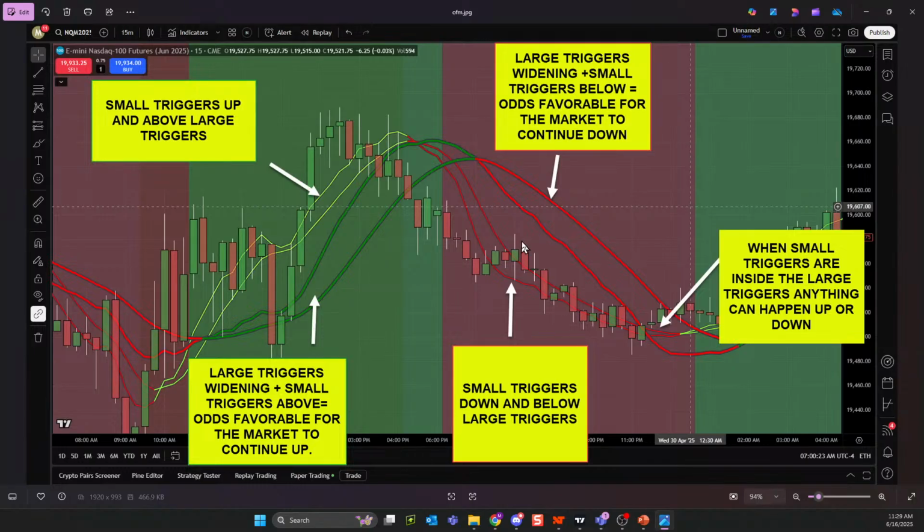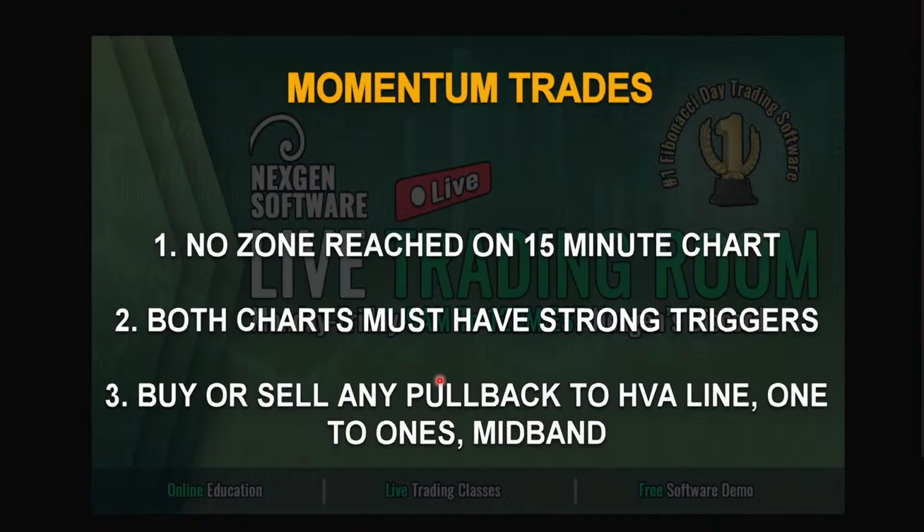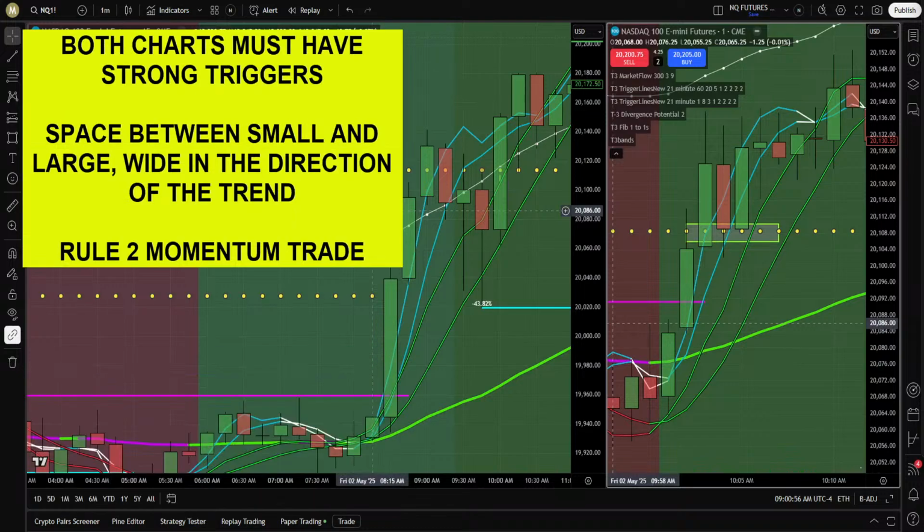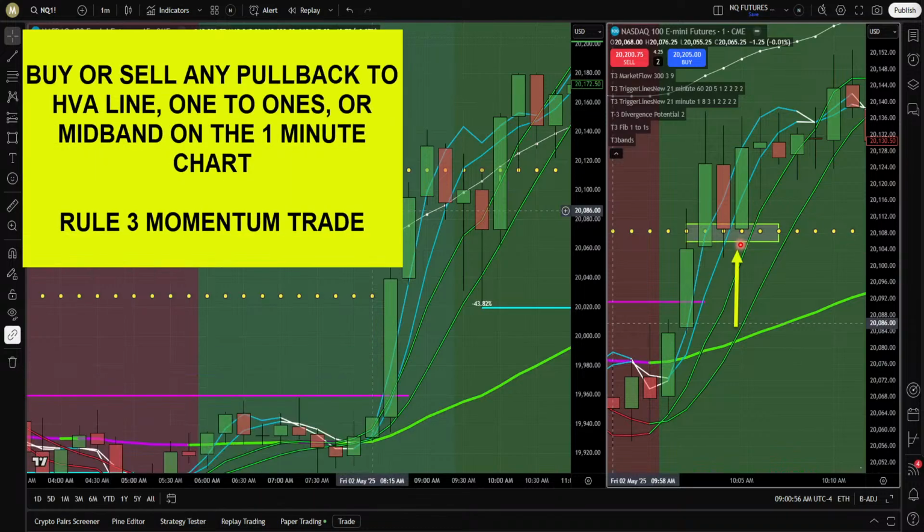In a downtrend, it's going to look like this. We're going to buy or sell pullbacks, but these are quicker pullbacks. So when the large chart has momentum and it's trading above trouble, and the small chart has momentum, very often the market's going to come up and snap back. And when it does, you're going to capitalize.